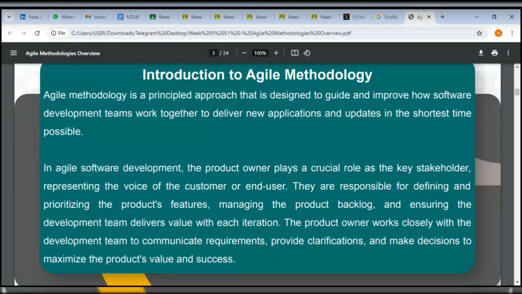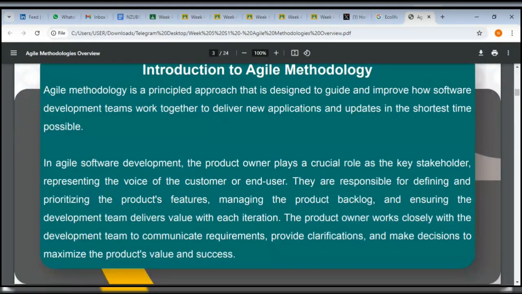Okay, so introduction to Agile methodology. Agile methodology is a principled approach that is designed to guide and improve how software development teams work together to deliver new applications and updates in the shortest time possible. Okay, so when you talk about agile methodology as a product manager, the first thing to remember is that you're thinking about time, right?